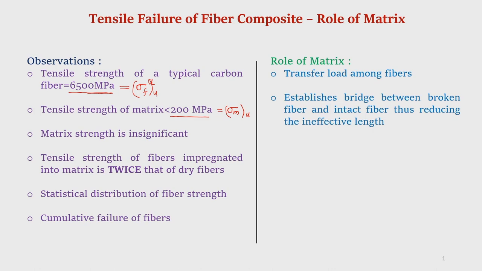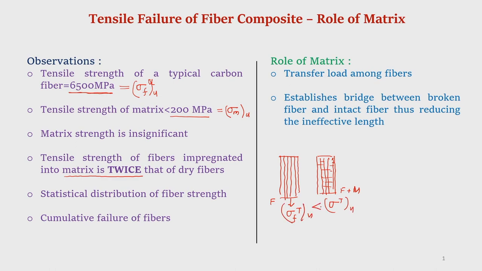However, it was observed that the strength of fibers impregnated into matrix is almost twice that of the dry fibers. What does it mean? Suppose we take only a dry bundle of fibers, say millions of fibers, there is no matrix. And then we try to find out what its tensile strength is. And then the same bunch of fibers are impregnated into matrix, and then their strengths are measured. It is observed that the fibers impregnated into matrix show higher strength compared to that of the dry bundle of fibers. This is only fiber, this is fiber plus matrix, and the strength is more, it is almost twice.